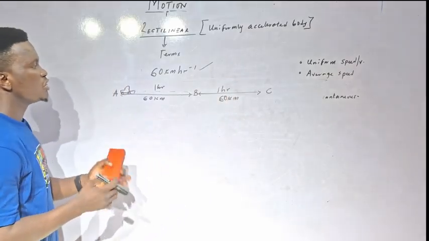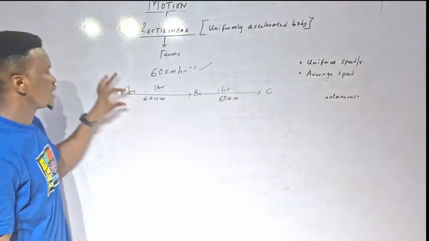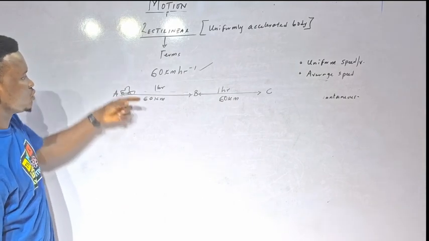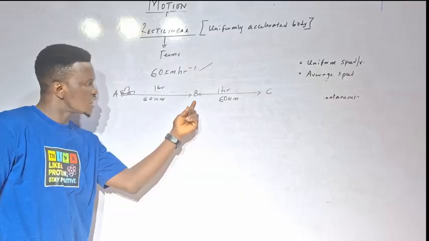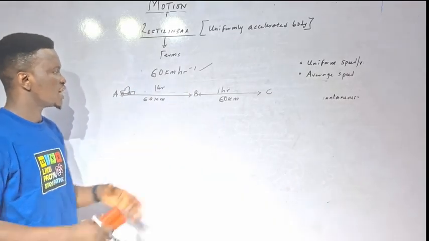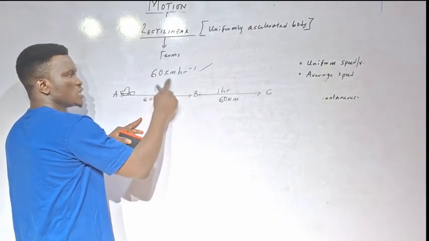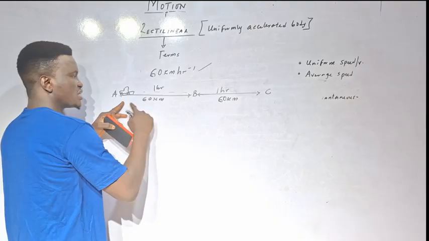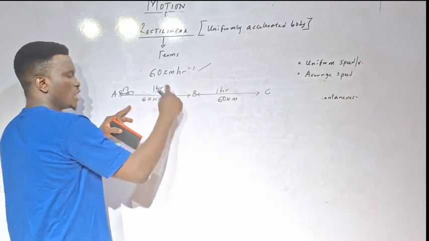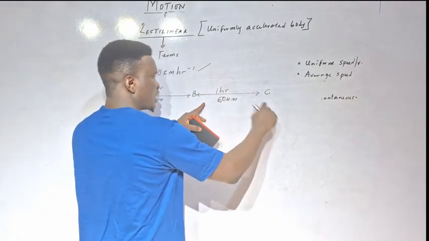So uniform speed is defined as a body covering equal distance in equal time interval. It covers 60 kilometers. The uniform speed now is 60 kilometers per hour. So it covers 60 kilometers in 1 hour. It covers another 60 kilometers in 1 hour.